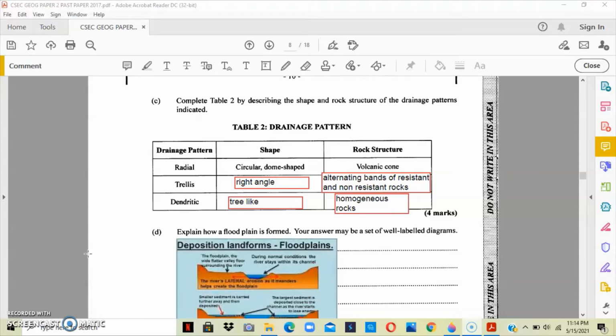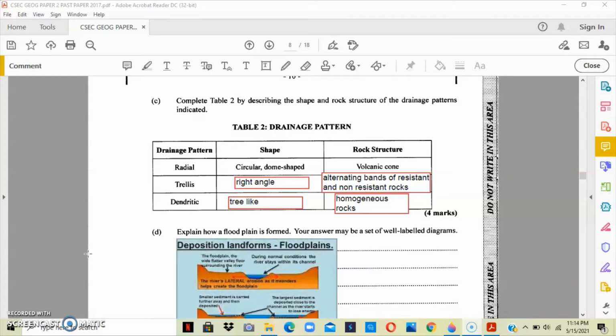Now for the trellis drainage pattern, we know that the trellis is basically the least common drainage pattern in the Caribbean. And this is formed where there are alternating belts of resistant and non-resistant rocks. So the major tributaries erode and flow along the less resistant rocks to join the main river at right angles. So the shape of it looks as if the rivers join at right angles, and the rock structure will be alternate bands of resistant and non-resistant rocks.